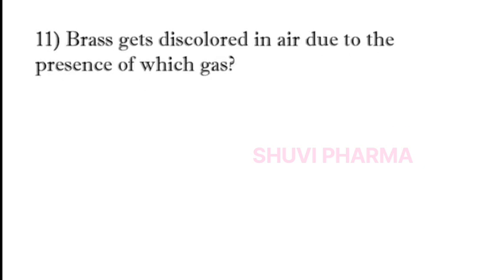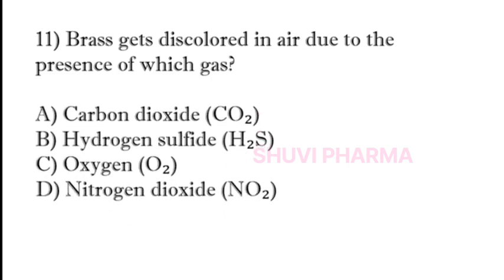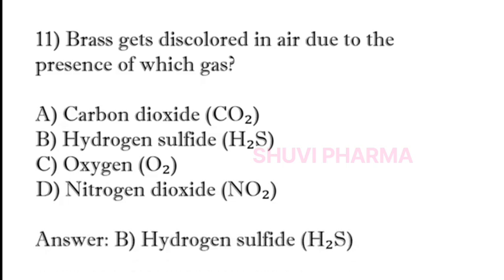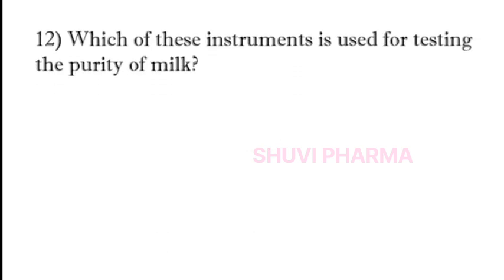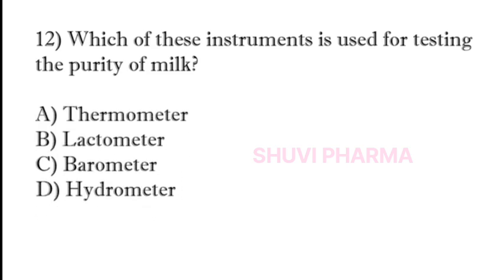Brass gets discolored in air due to the presence of which gas? Carbon dioxide, hydrogen sulfide, oxygen, nitrogen dioxide. The correct answer is option B, hydrogen sulfide. Which of these instruments is used for testing the purity of milk? Thermometer, lactometer, barometer, hydrometer. The correct answer is option B, lactometer.